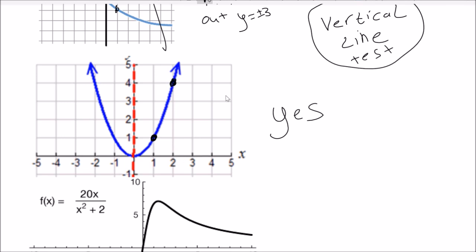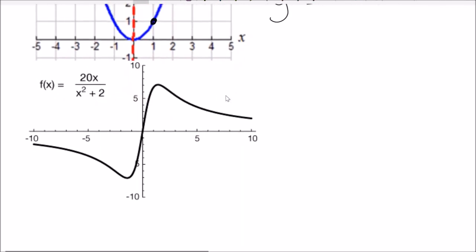So yes, this is a function. What about the third one? Does this pass or fail the vertical line test? I don't see any place where I can draw a vertical line that hits it twice, which means it passes. So yes, this is a function.